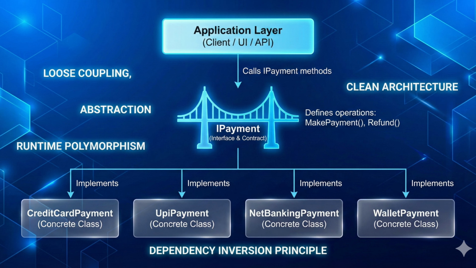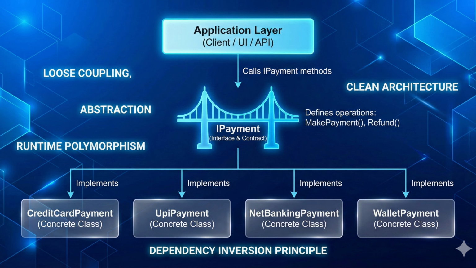When the interface reference points to the credit card payment object, the credit card payment logic is executed. When the same interface reference is later assigned to the UPI payment object, the UPI payment logic is executed. The code in the main program remains exactly the same. Only the object assigned to the interface changes. This behavior is called runtime polymorphism because the decision about which method implementation to execute is made at runtime, not at compile time. This design has huge importance in real-world software development.